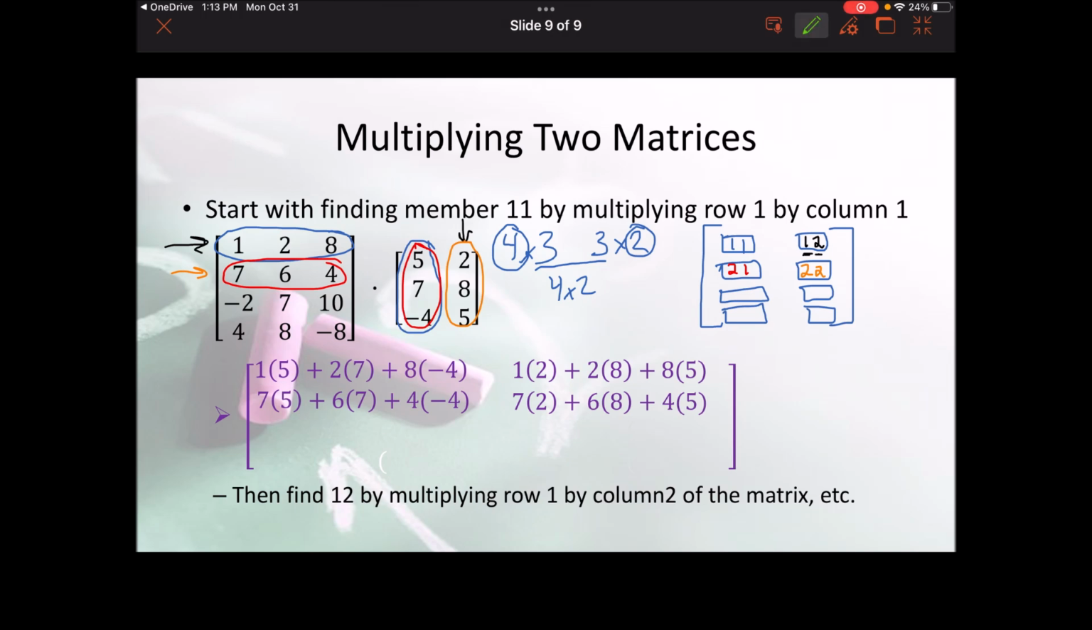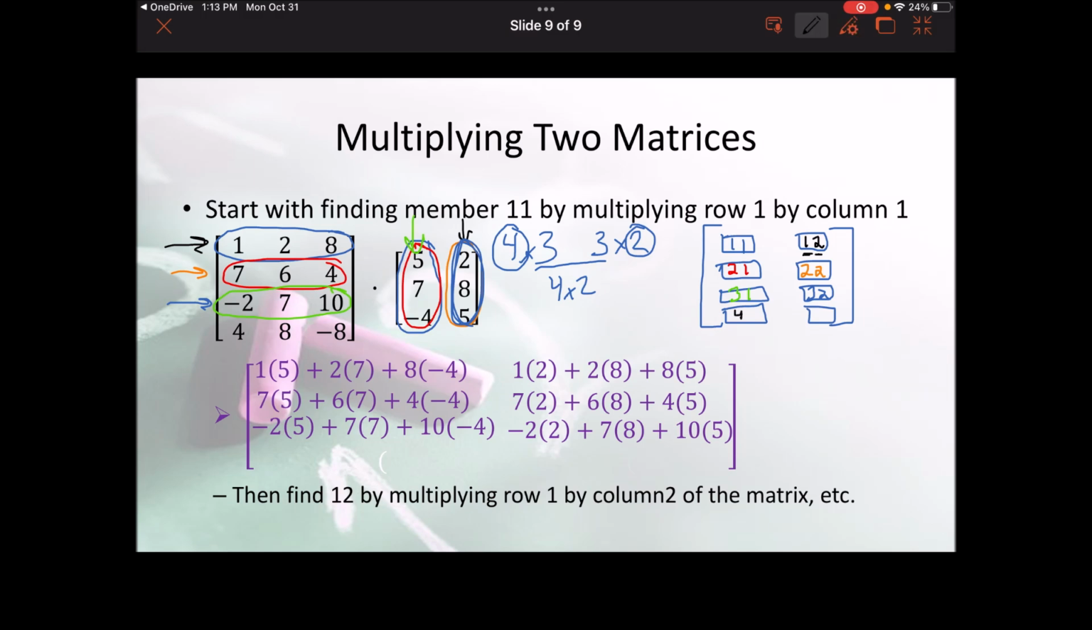Now for member 3, 1. Now I'm going to multiply my third row by my first column. So that's a negative 2 times 5, a 7 times 7, and a 10 times negative 4. Going with element now 3, 2, I'm going to take the third row and multiply by the second column. Doing that, I get negative 2 times 2, 7 times 8, and 10 times 5.